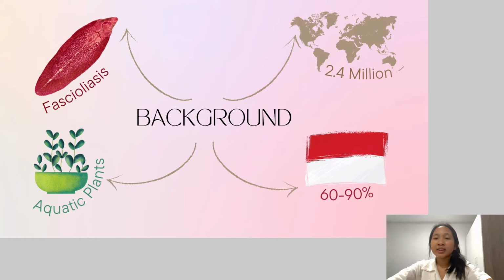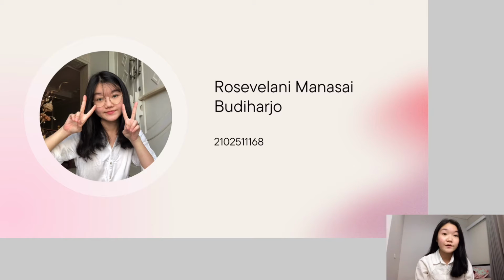In Indonesia itself, the prevalence of fasciolasis varies from 60 to 90% depending on the season and the region. The livestock sector is one of the essential aspects in Indonesia's economy. Therefore, the re-emergence of fasciolasis can hugely impact our economic condition and needs to be studied more. Thank you for the opportunity.